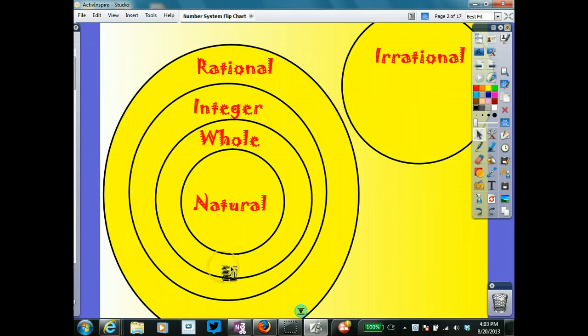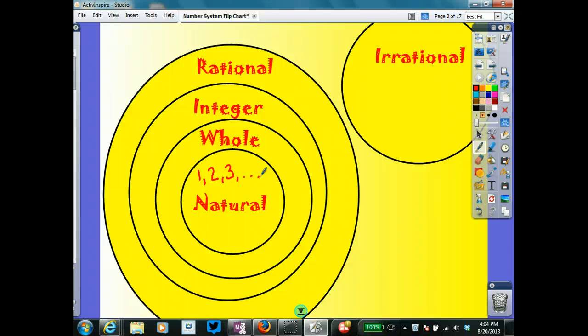I want to take a second and just talk about what each of these numbers are. If you look at the natural numbers, they're just the counting numbers. The natural numbers start at 1 and go up from there. Natural numbers do not include 0. So, for example, here I'm going to change color. I'm going to say 1, 2, 3, and on from there. Those are all the natural numbers.